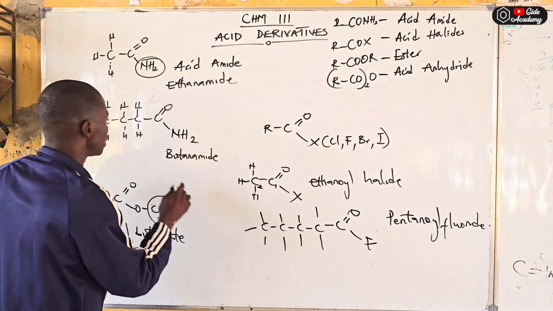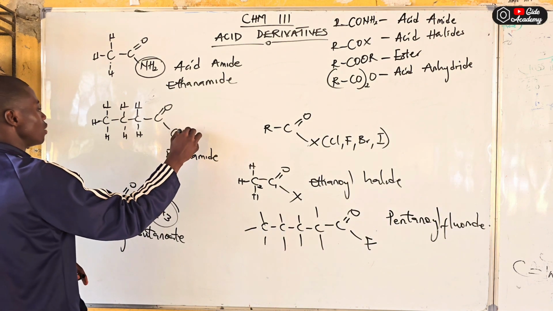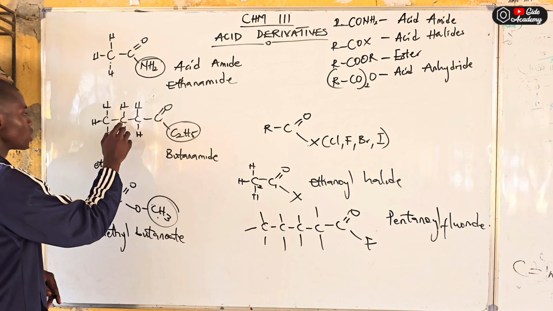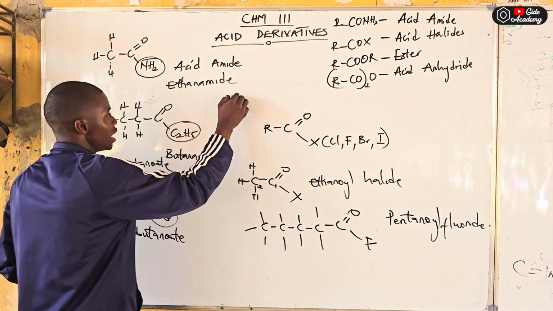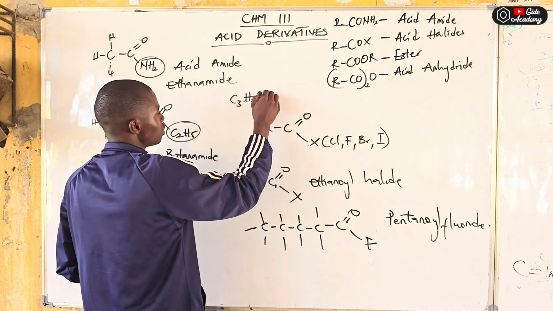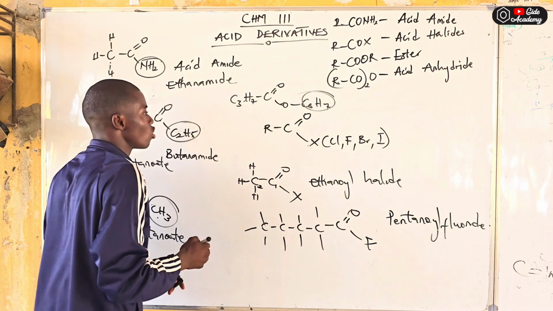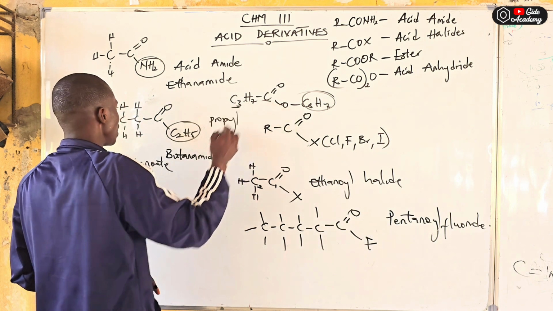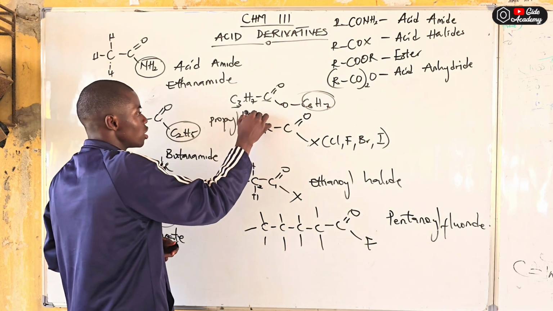So if we have something like this, and this place is replaced by C2H5, the first thing that will come to your mind is ethyl. So you call this ethyl, 1, 2, 3, 4. 4 is butanoate. If you now have C3H7, COO, and here is C3H7. C3H7 is called propyl. Now, C3H7 plus this one, how many is that? That's 4 carbon atoms, 3, 4. So it's now called propyl butanoate.